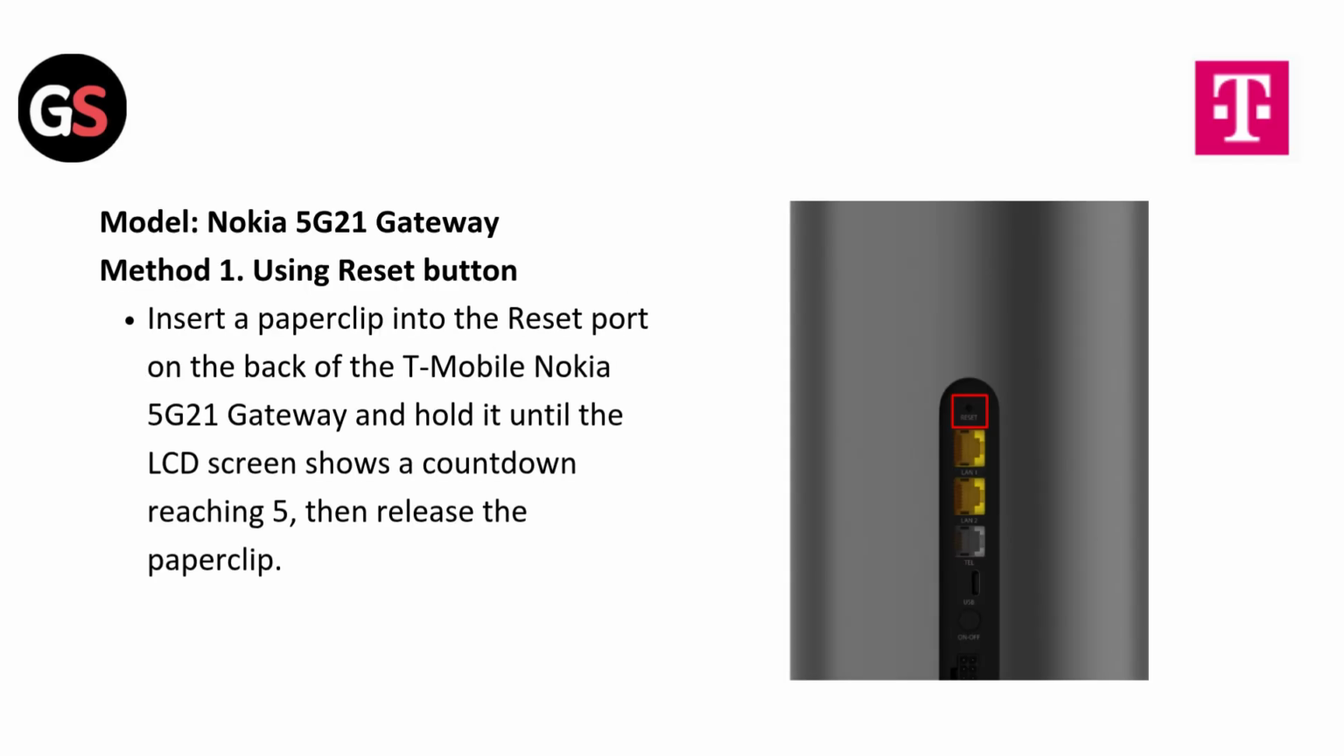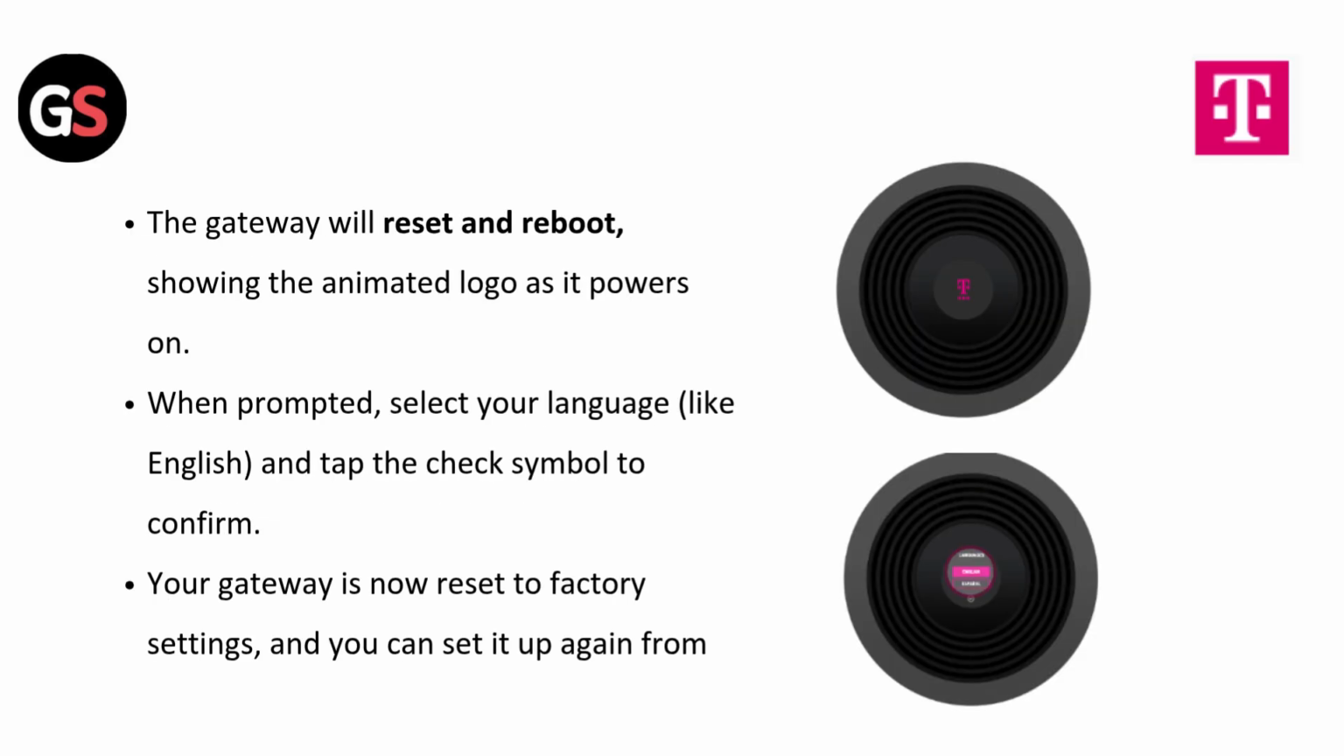Model: Nokia 5G21 Gateway. Method 1: Using the reset button. Insert a paperclip into the reset port on the back of the T-Mobile Nokia 5G21 gateway and hold it until the LCD screen shows a countdown reaching 5, then release the paperclip. The gateway will reset and reboot, showing the animated logo as it powers on.